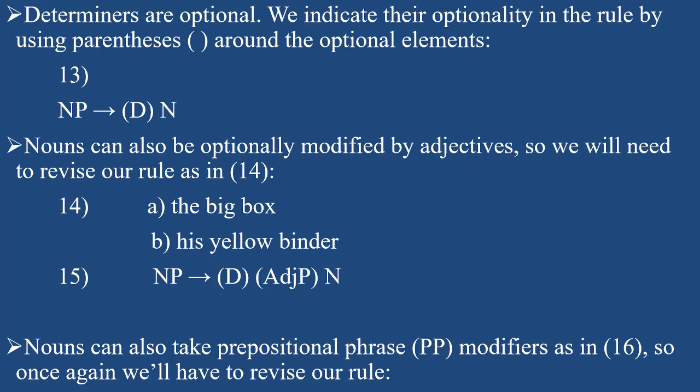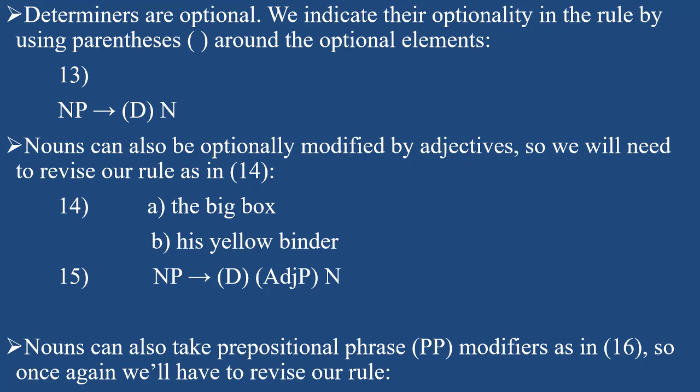Okay, noun phrase. So the most necessary term that we need to have an NP is a noun. And then we may have other words which are optional, starting from the determiner. So the determiner here is optional. We use parentheses around it to show that it is optional. Nouns can also be optionally modified by adjectives. So we'll need again to revise our rule as in 14.